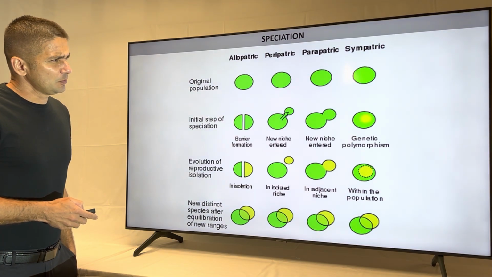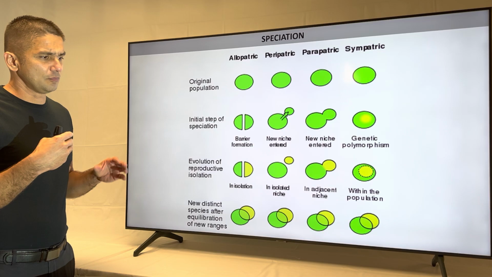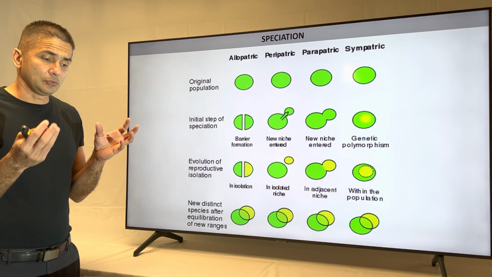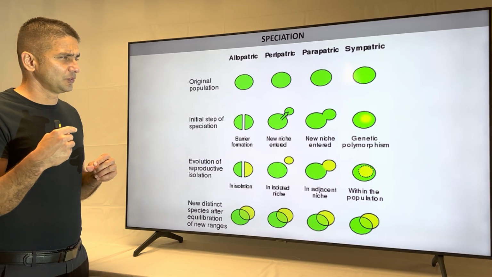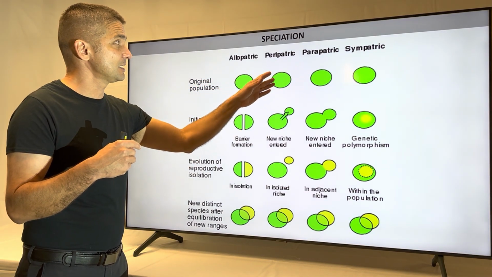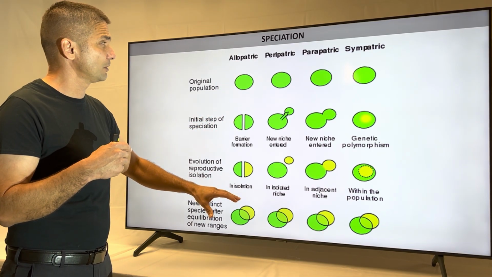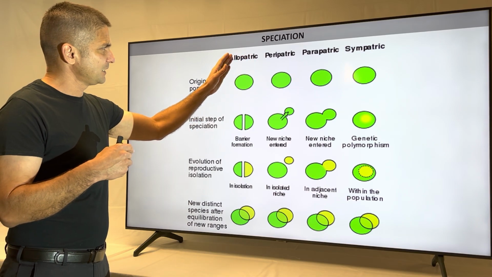So let's just review very quickly something that I mentioned earlier about how you go from one species to another, to two others, which is called speciation. I made a mistake in the last lecture to say that there were three processes when there are clearly four of them, four different mechanisms in which you go from one species to two. And we define them as allopatric speciation.